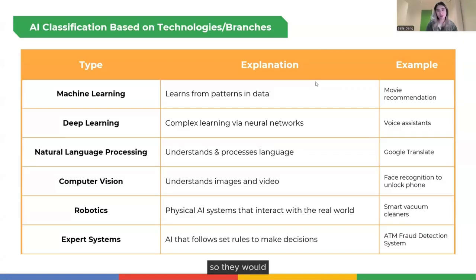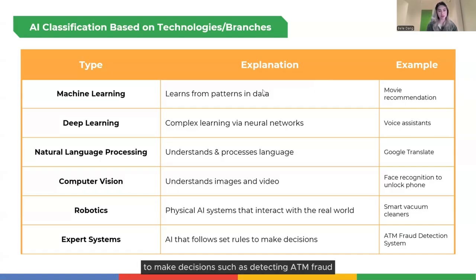It will be more like the defined rules of how the robot should act. And then you also have expert systems, and these operate based on predefined rules to make decisions, such as detecting ATM fraud.